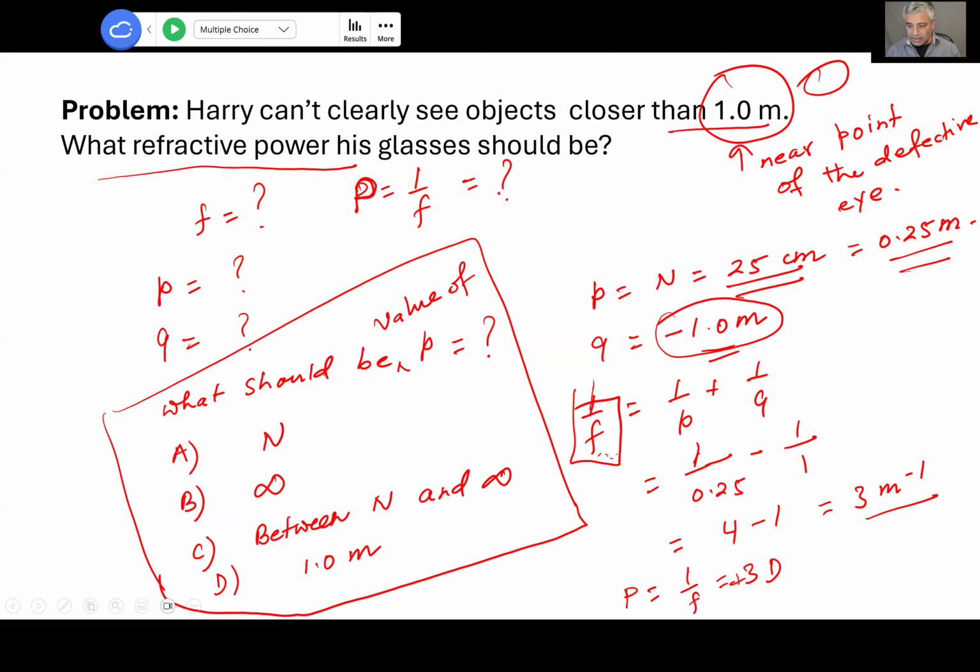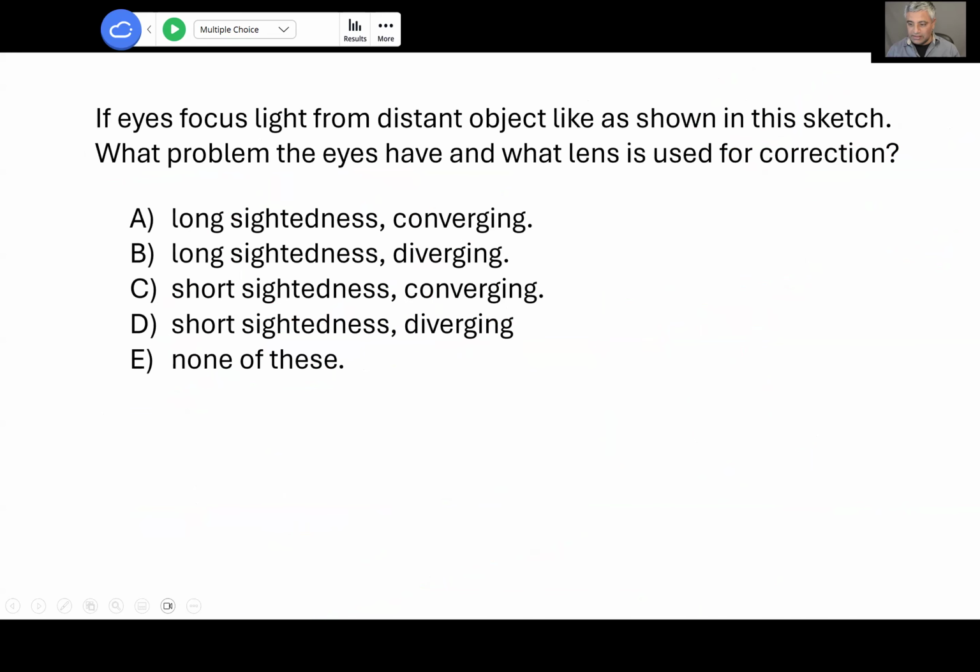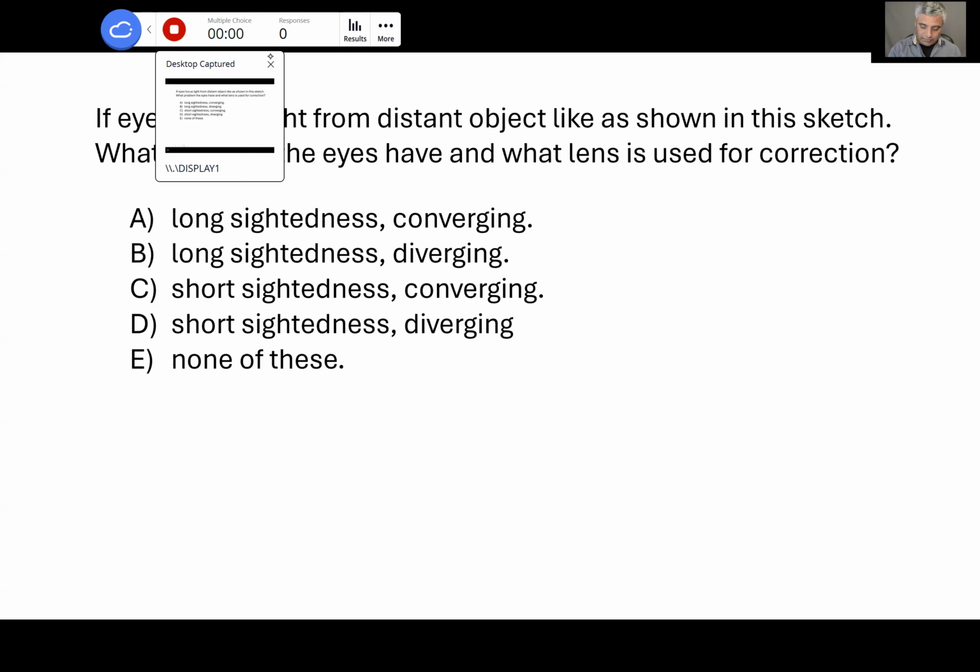Okay, so that's that. So now I have another question for you. It basically tries to summarize things we learned regarding defective vision.